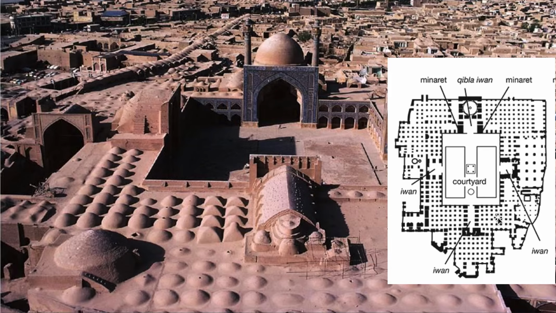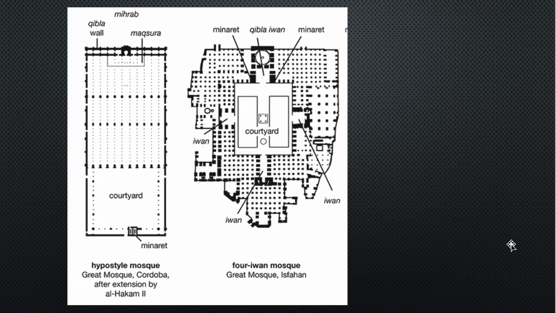So instead of just being in a single block at one end of the courtyard, it is completely surrounding the courtyard. And this is comparing it to the plan of the Great Mosque at Cordoba, the original plan. Also similar to the one in Tunisia, with courtyard at one end and the Qibla wall opposite. And this one is much more elaborate, a lot more going on there with the 4 Iwans and the prayer hall completely surrounding it.